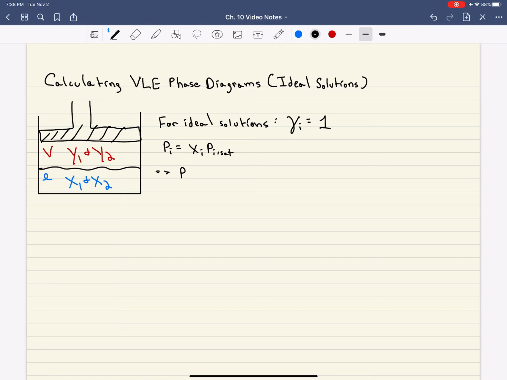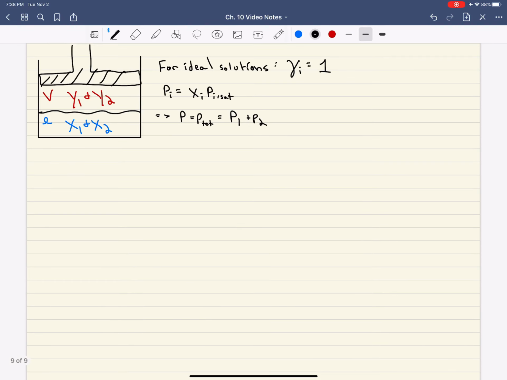Also, if we take a look at the total pressure in the system, so P total, just to emphasize, it's just going to be equal to the partial pressure of species 1 plus the partial pressure of species 2. And since we know that the partial pressure of each species is described by just the regular version of Raoult's law, we could plug that in. And so we get that P is going to be equal to x1 P1sat plus x2 P2sat. And since we only have 2 species in the system, we know that x2 can be rewritten as 1 minus x1.